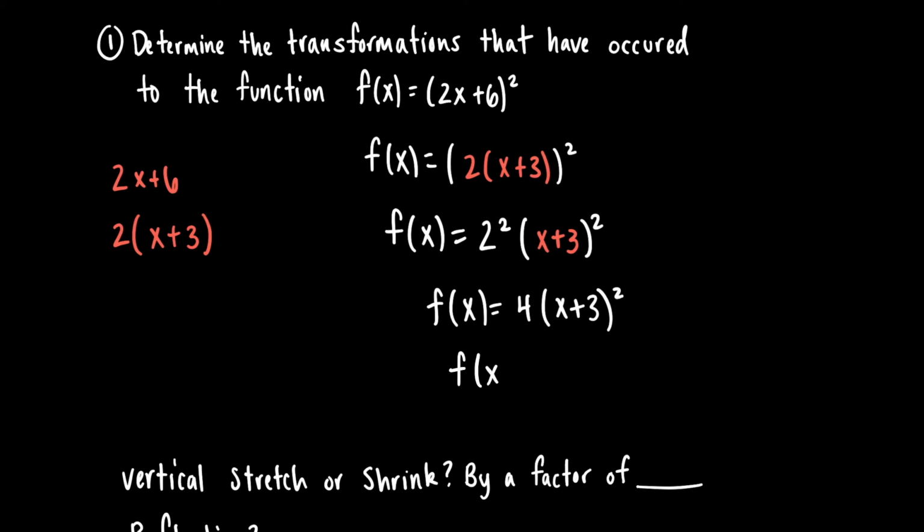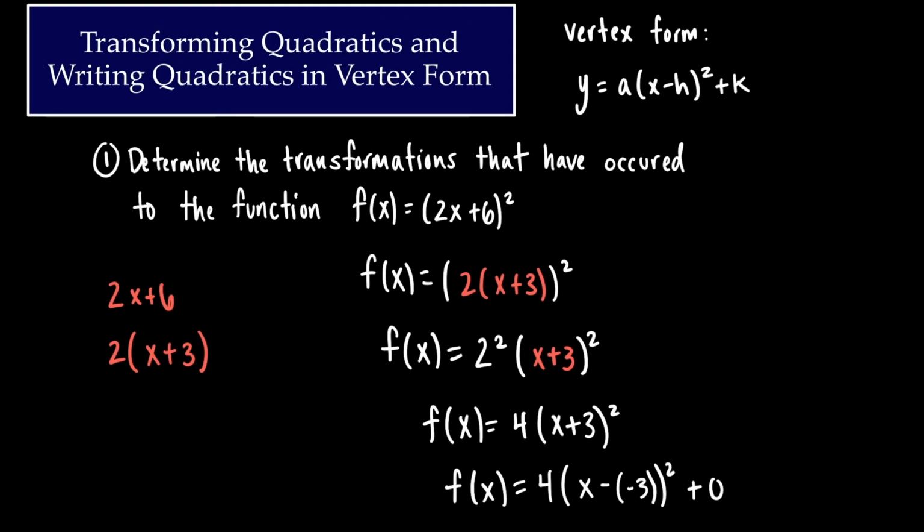So f of x is equal to, the 4 can stay there. X plus 3 is really kind of like x minus negative 3. And then we don't have anything out here for k. So what we can do is add 0. So effectively what we've done here is we've taken this after we simplified it, and now we've rewritten it in complete vertex form, so you can now identify what exactly is going on here.